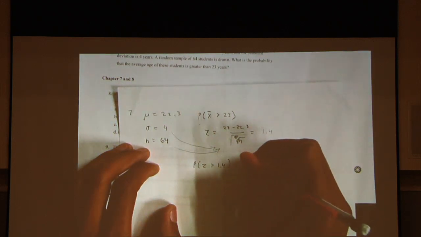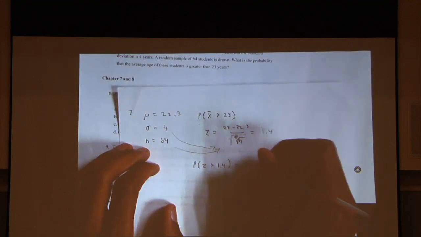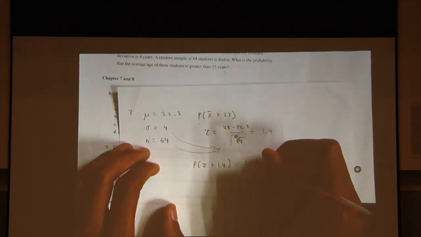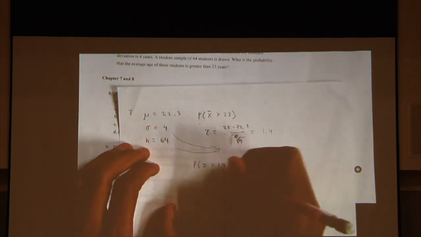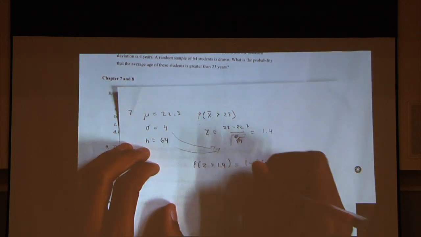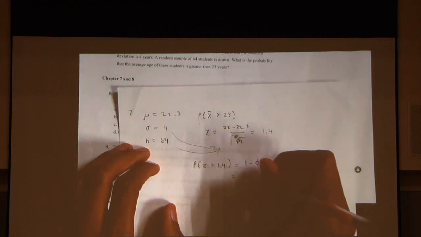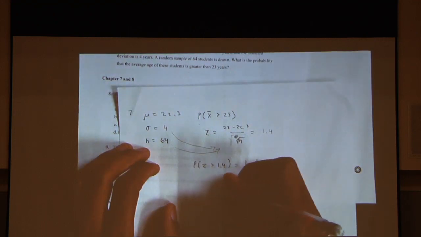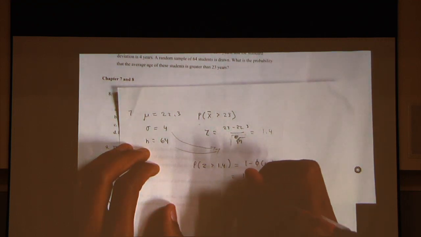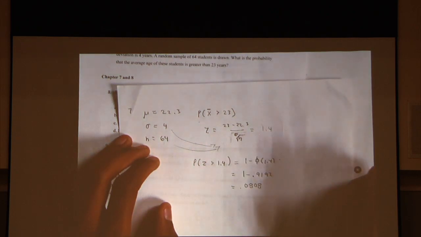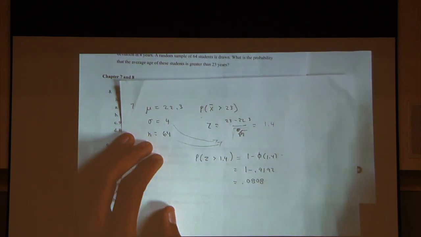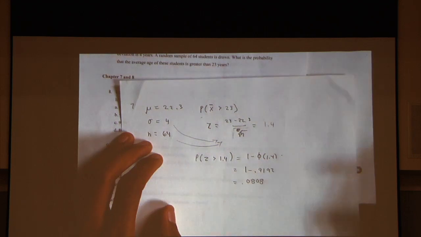Which you can find back on the z-table. 1.4. And this is 1 minus 0.9192, which is about 8%. So there's an 8% chance that your average value, average age, is greater than 23.